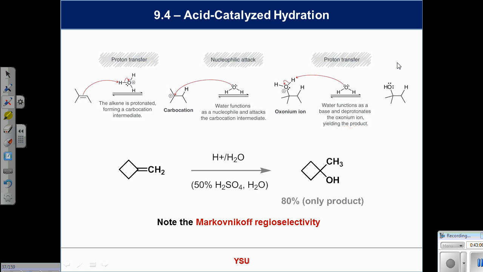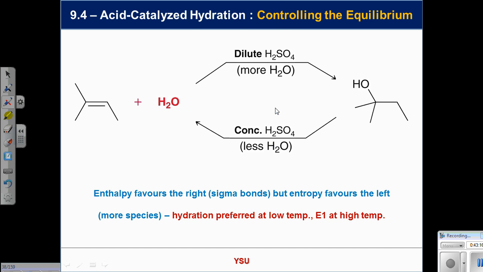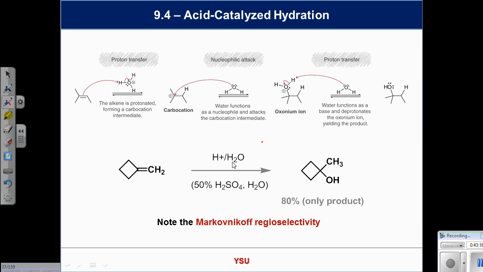Well, that leads us to some very useful Markovnikov type selectivities when we add H plus H2O to an alkene. We'll come back on Wednesday and we'll talk about the concentration of the acid. But right now, H plus H2O, which is generated by dissolving sulfuric acid in some water, diluting it down, will give you addition of water to the alkene. But if I'm adding H plus H2O, I can see where my OH has gone, I can see where my H has gone. What's left over?